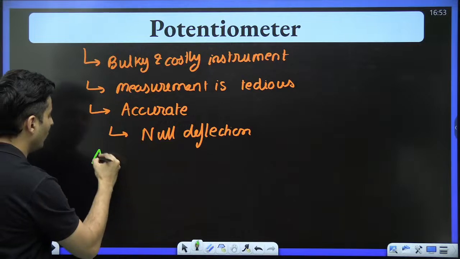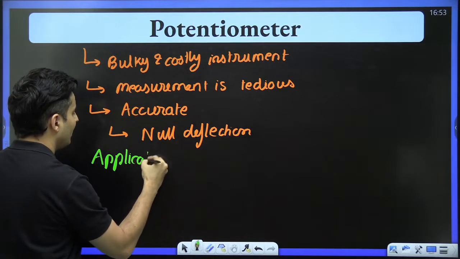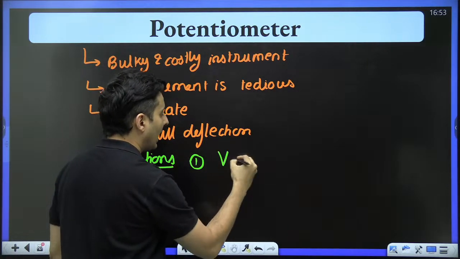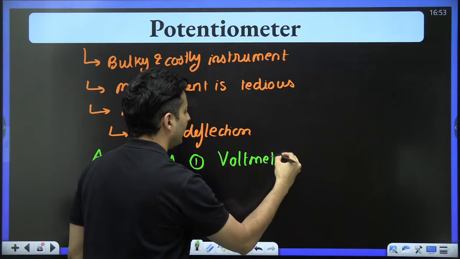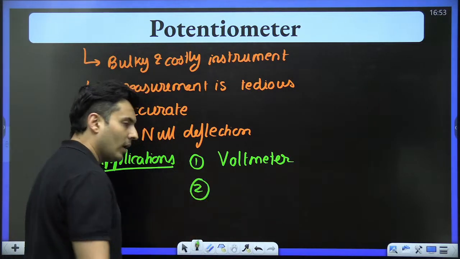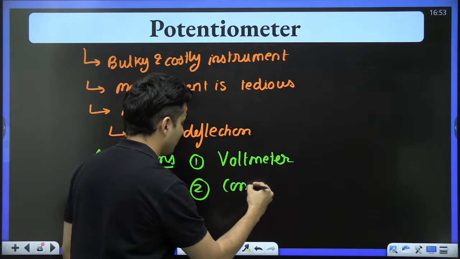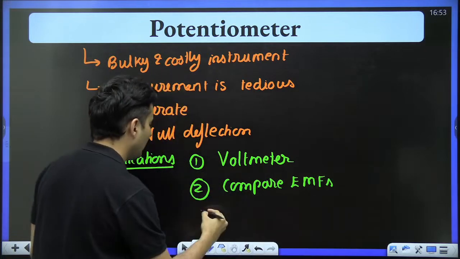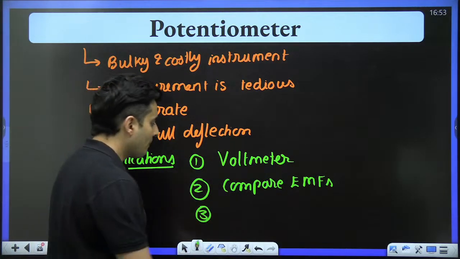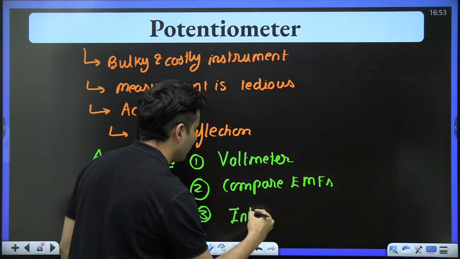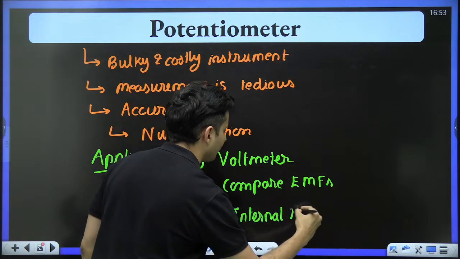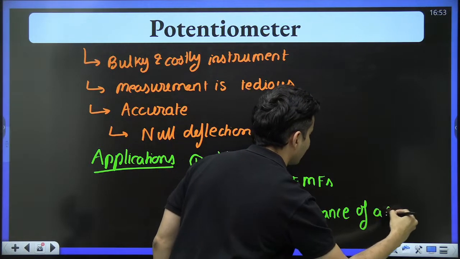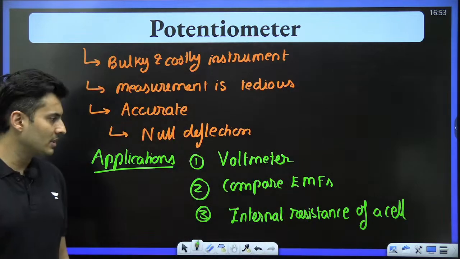A potentiometer has the following applications. So number one, it can be used as a voltmeter. It can also be used to compare EMFs. It can also be used to measure internal resistance of a cell. So these are the three major applications.